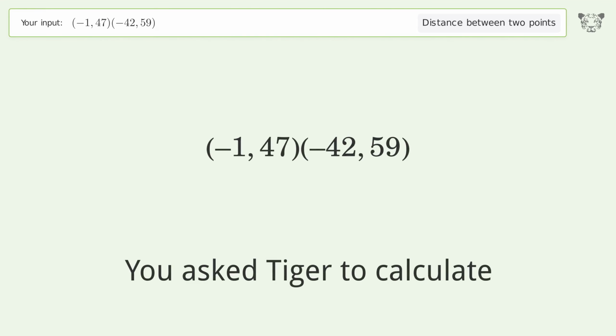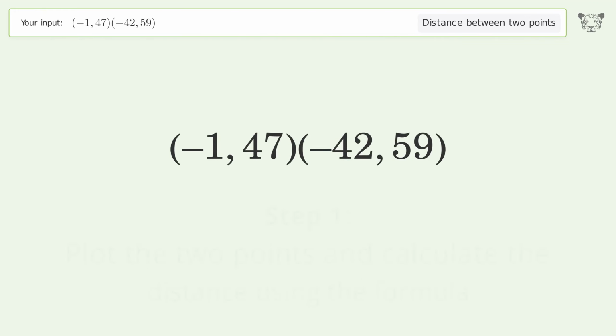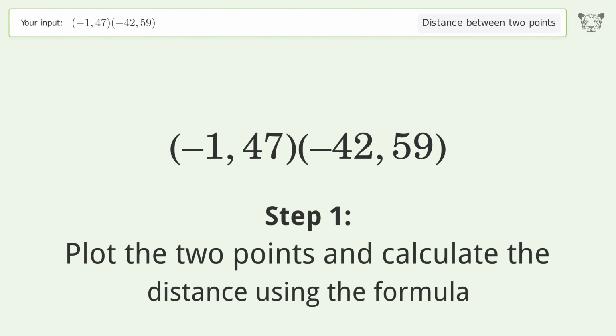You ask Tiger to calculate. This deals with the distance between 2 points. The distance between the 2 points is the square root of 1825 or 42.72. Let's solve it step by step. Plot the 2 points and calculate the distance using the formula.